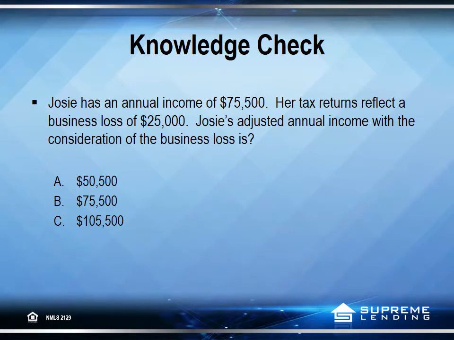For our next knowledge check, Josie has annual income of $75,500. Her tax returns reflect a business loss of $25,000. Josie's adjusted annual income with the consideration of the business loss is A. $50,500, B. $75,500, or C. $105,500.